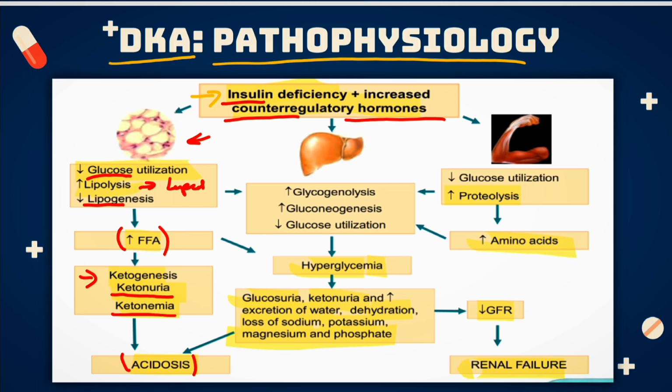So let's see what are the changes which happen in the liver. In the liver, there is decreased glucose utilization, as well as increased glycogenolysis, meaning glycogen is fragmented, it is lysed into glucose molecules.